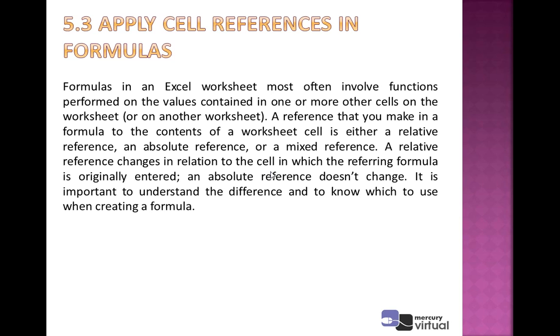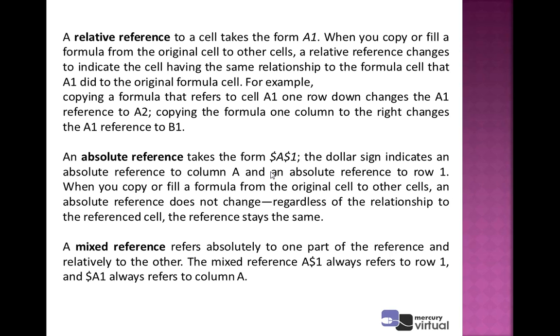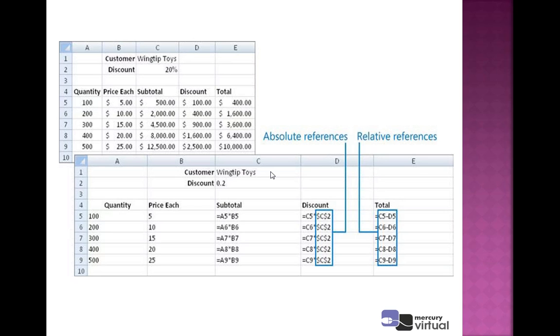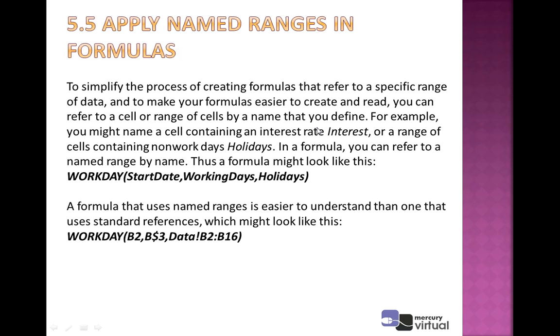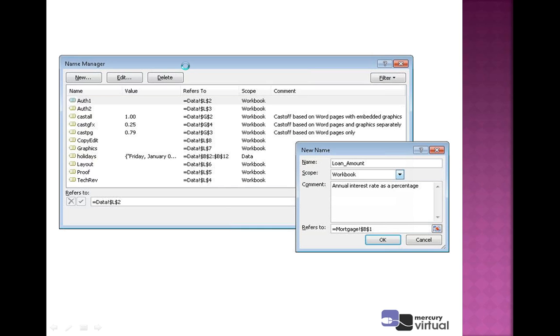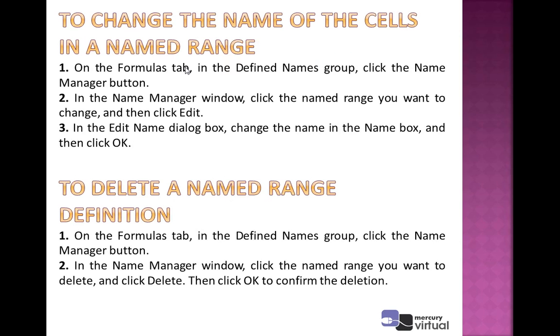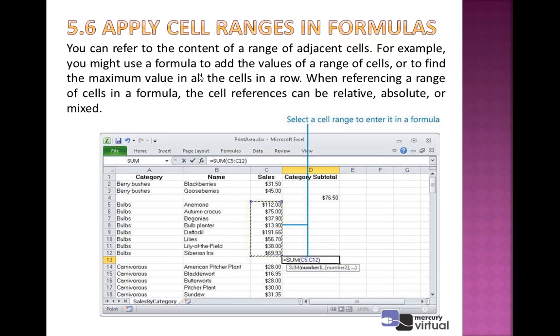Then how to apply the cell references in the formula. There are 3 types of cell reference: relative, absolute, and mixed reference. Then how to apply the conditional logic. There is a term, if then else, that is a conditional logic in formulas. Then next is how to apply the named range in formula. These are the steps available: how to change, how to give the name, how to delete the names.